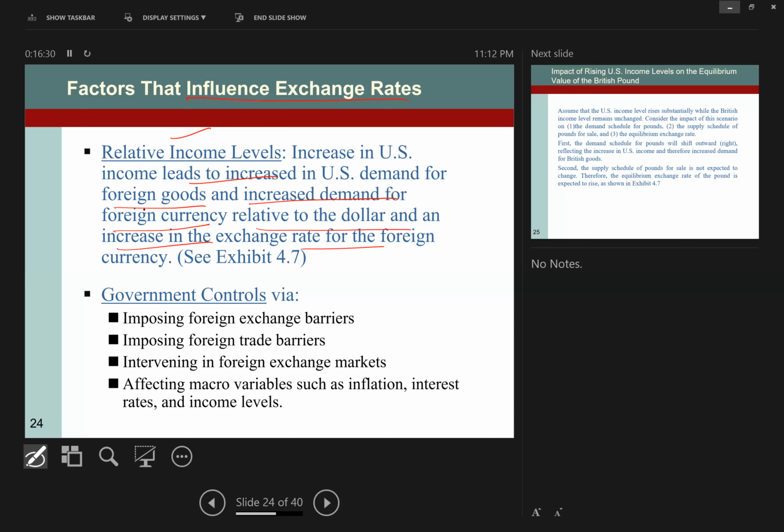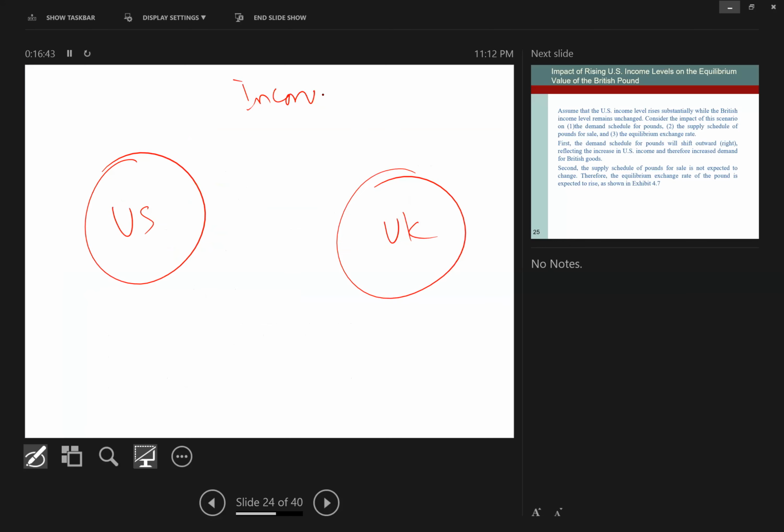Here we go. So we have US here and we have UK. And the reason is, sorry, income levels. So what happened in the US, income rises. All the inflation is the same, the interest rate is the same, right? Just the income level in the US rises. Now it is cheaper for the US to buy UK goods, right? It means the US will be buying more goods from the UK.